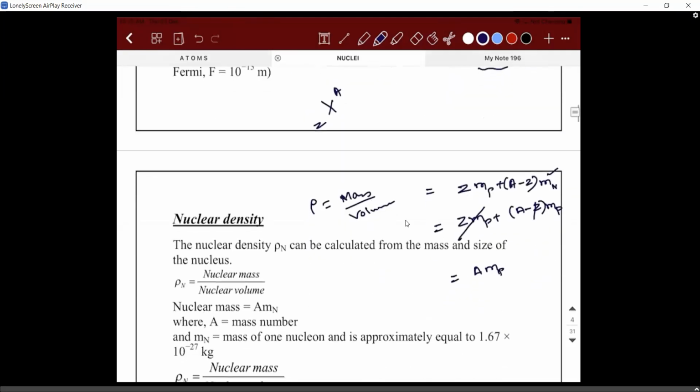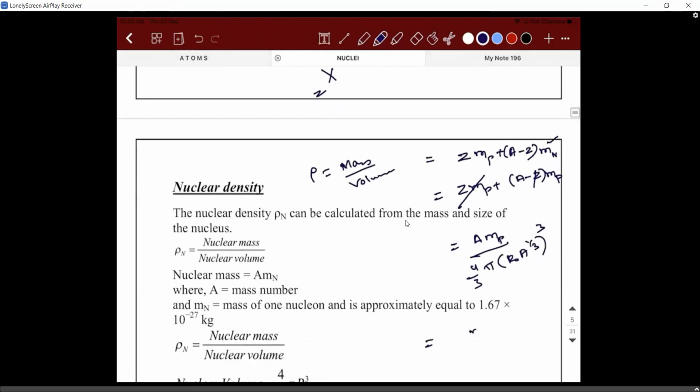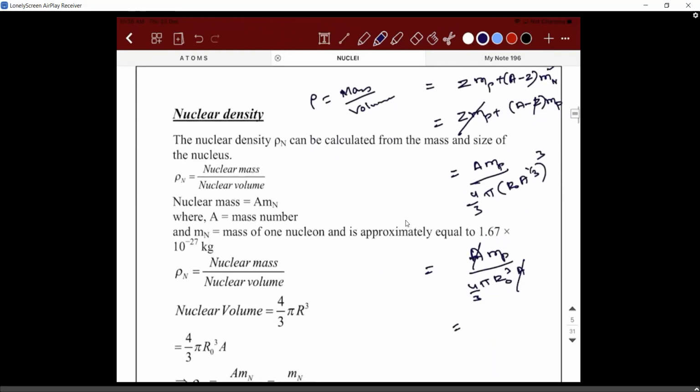So this is the nuclear mass, divided by the nuclear volume, which is 4 by 3 pi R cube. What is the value of R? Just now we saw: R naught into A power 1 by 3, the whole cube. So A times Mp divided by 4 by 3 pi R naught cube into A. What will get cancelled? A and A are gone. 3 times the mass of proton divided by 4 pi times R naught cube.